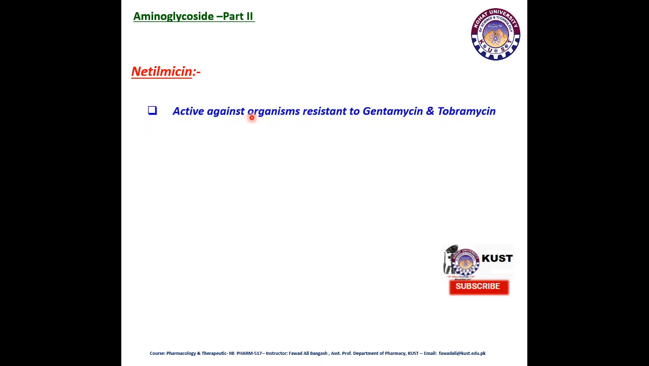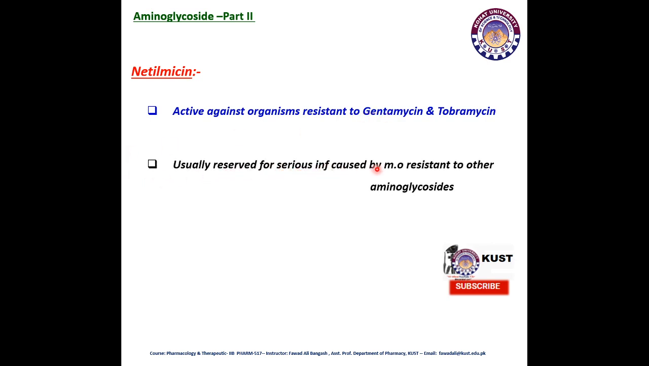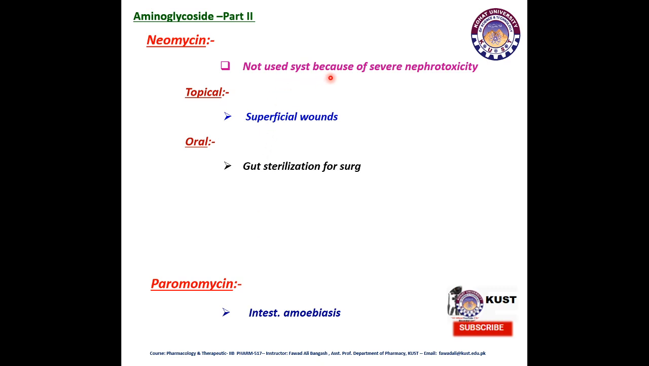Netilmicin is active against organisms resistant to gentamicin and tobramycin. It is usually reserved for severe infections caused by microorganisms resistant to other aminoglycosides, and netilmicin is effective in that case. Dose is 5 to 7 milligram per kg per day. Neomycin is not used systemically because of severe nephrotoxicity. It is used in superficial wounds, or for gut sterilization before surgeries.